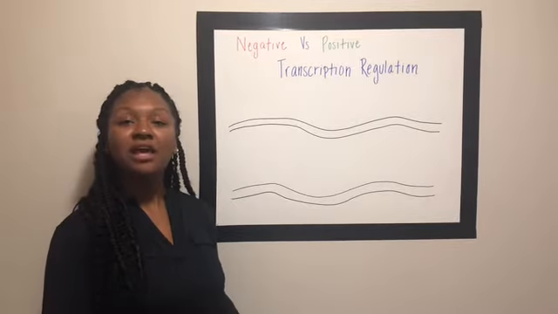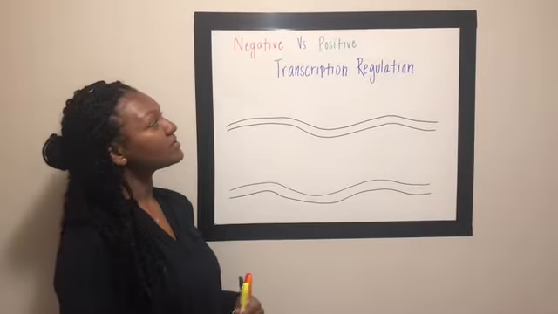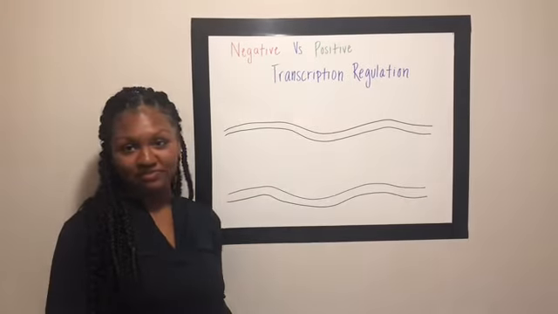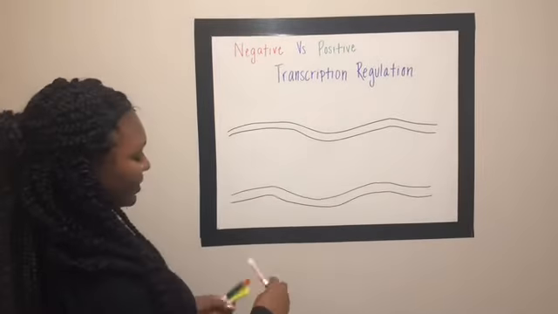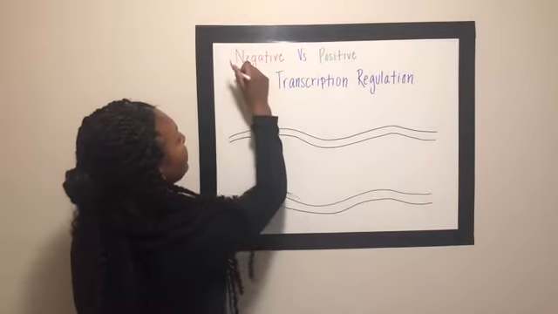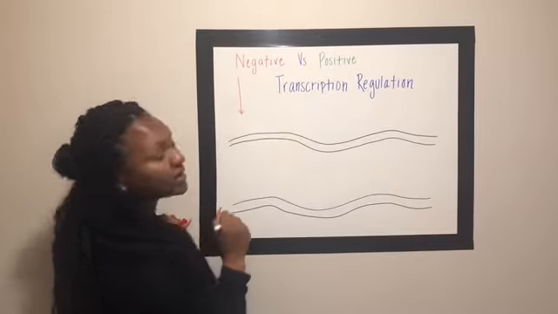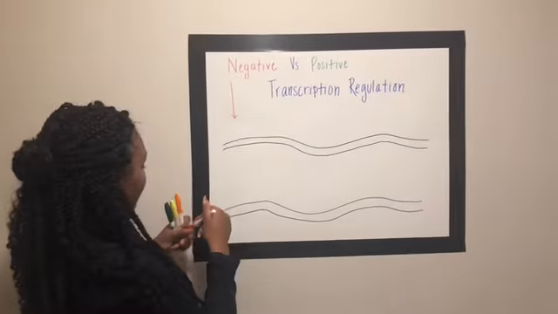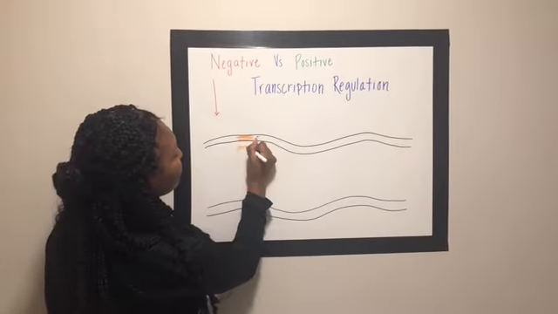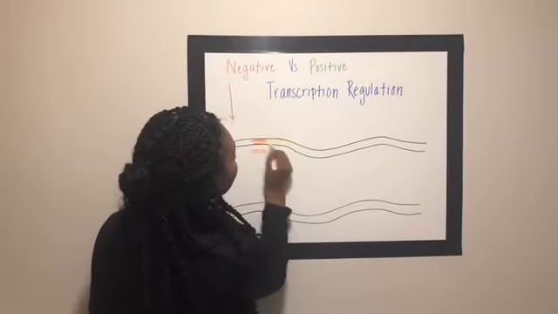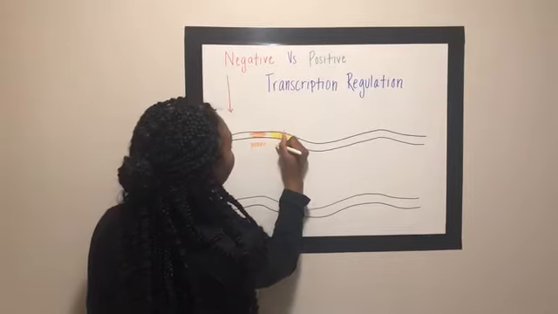Today I'll be explaining the concept of negative versus positive transcription regulation. Here we have two DNA strands. For the first one, we're going to be showing an example of negative transcription regulation. First, I'm going to explain the promoter region and the operator region.